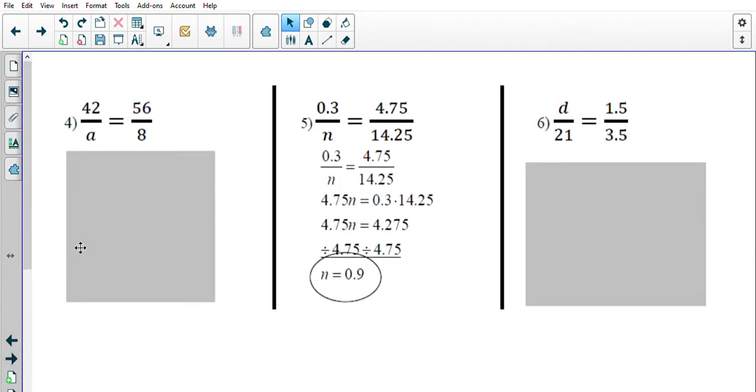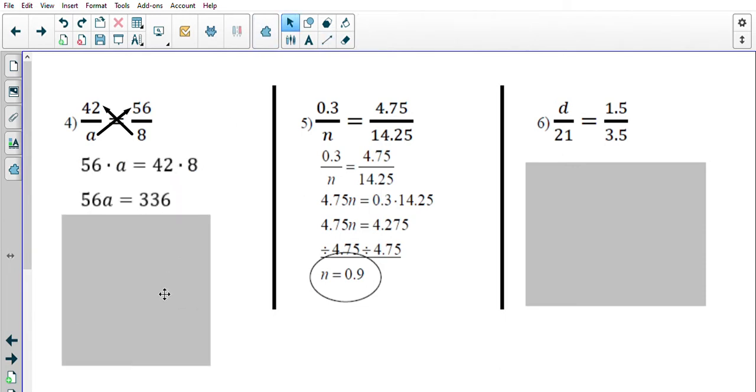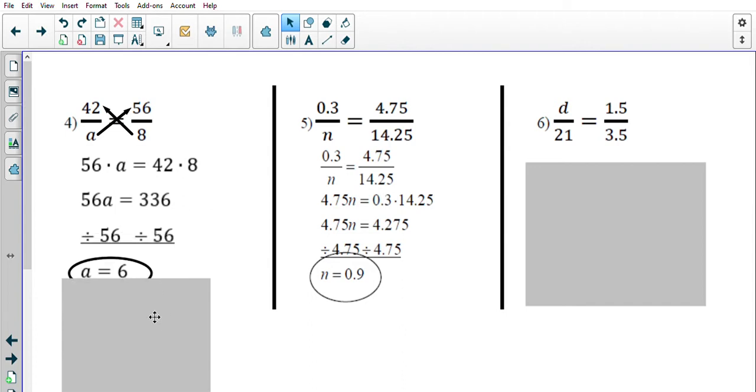Number 4. We'll cross multiply here, and again, I know this is an easy one to calculate mentally, but we'll take a times 56, set that equal to 8 times 42. So I would go right down to your second line, which is 56a equals 336. Divide both sides by 56 to get a value of a, which is 6. Again, this one might be easy for you to figure out, since 56 divided by 8 is 7, and 42 divided by 6 also gets you 7.